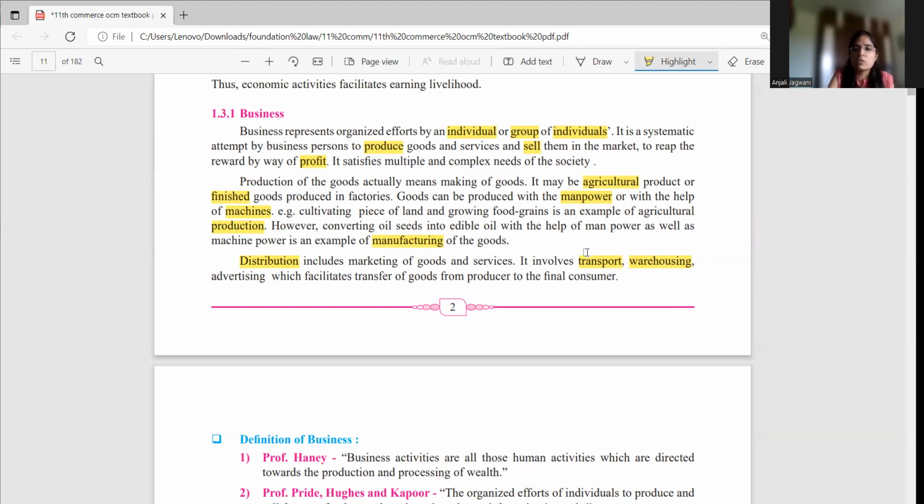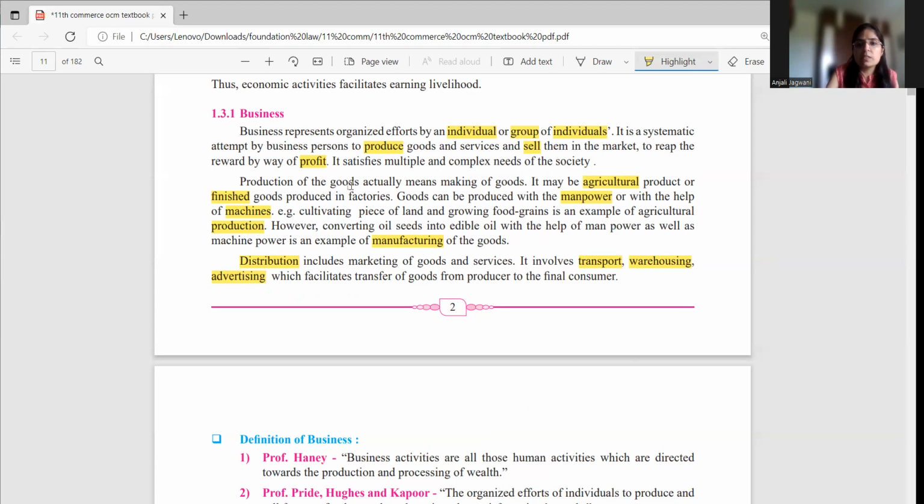So the marketing involves, the distribution involves transport, warehousing and advertising, which facilitates transfer of goods from producer to the final consumer. Now why advertising? How will people know that this product, this service, or these goods are manufactured and available in the market? To know that, advertising is very important. So there's a lot of advertisement cost nowadays. People who run business are involved in making it. So distribution includes marketing of goods and services. It involves transport, warehousing, and advertising, which facilitates transfer of goods from producer to the final consumer.